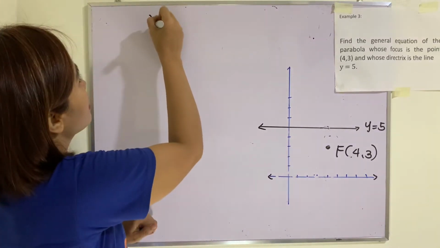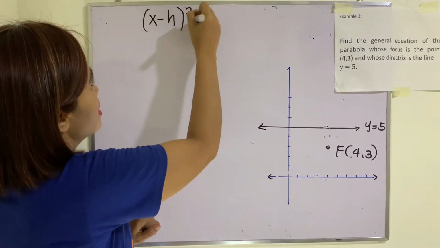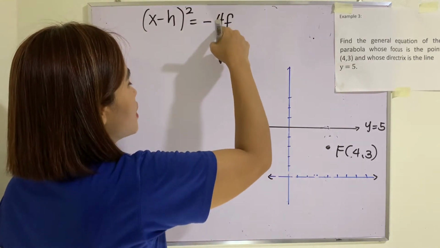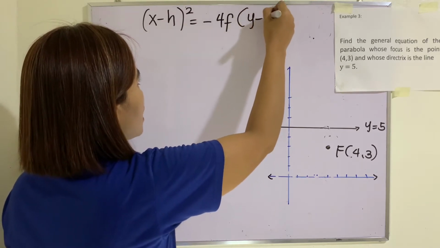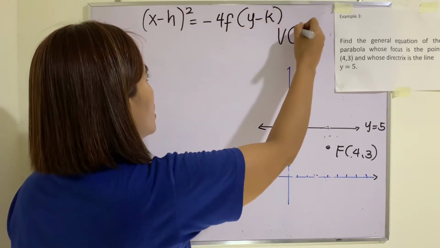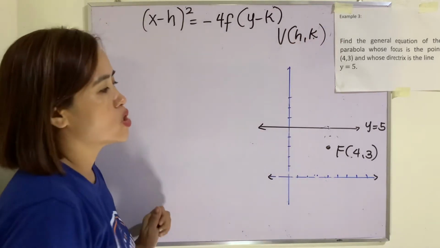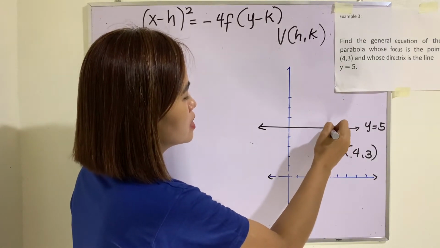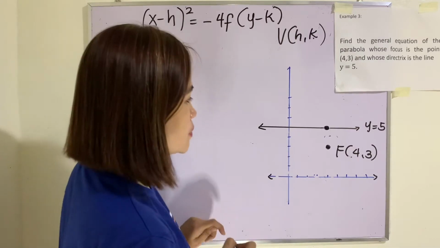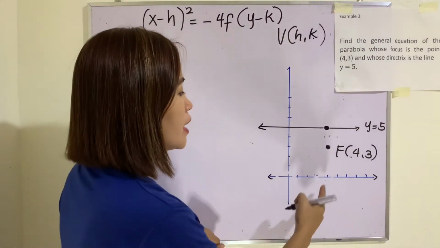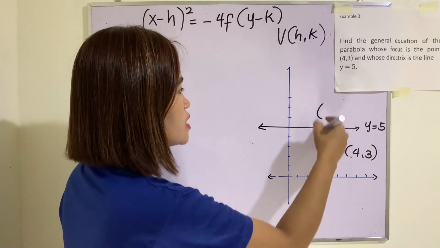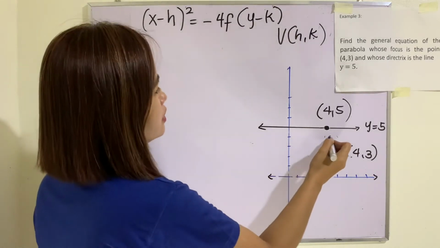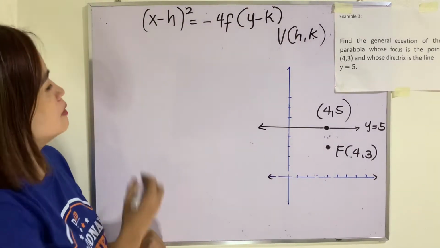And the formula for that is x minus h squared is equal to negative 4f times y minus k. This one means it opens downward. The 4 is fixed. So we will be looking for the vertex, which is (h, k). We know that this one is the focus and this one is a point, of course, parallel to this. And we can identify the coordinates of this. This one is 4 and this one is 5. To find the vertex, we will be using here the midpoint formula.